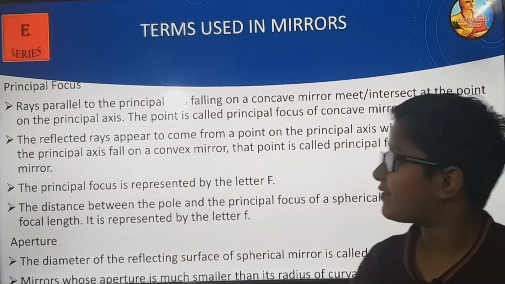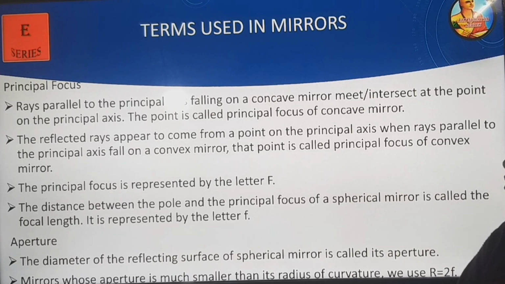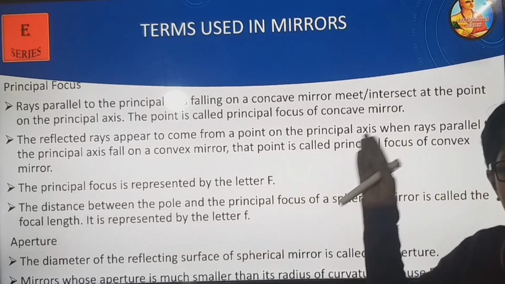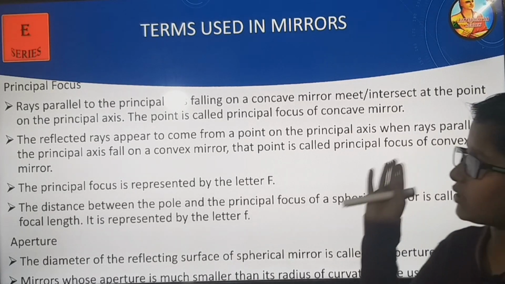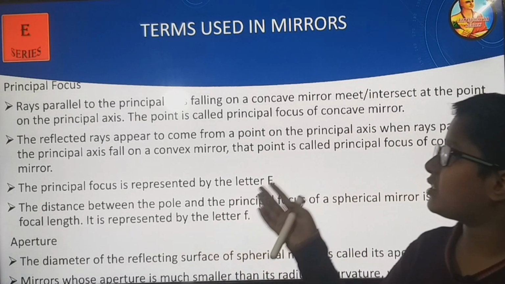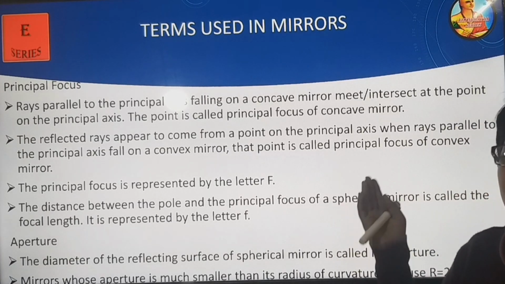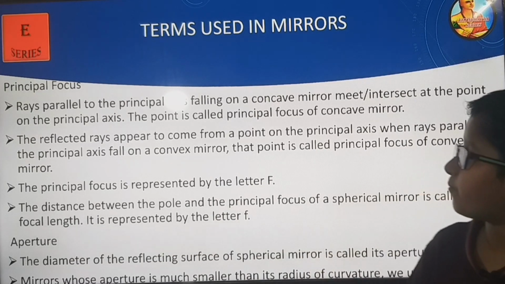Principal focus: rays parallel to the principal axis fall on a concave mirror, meet and intersect at a point on the principal axis. This point is called the principal focus of a concave mirror, or we will see this in the simulation after we cover all the parts.